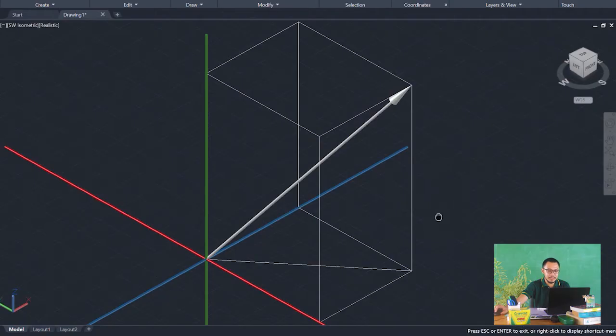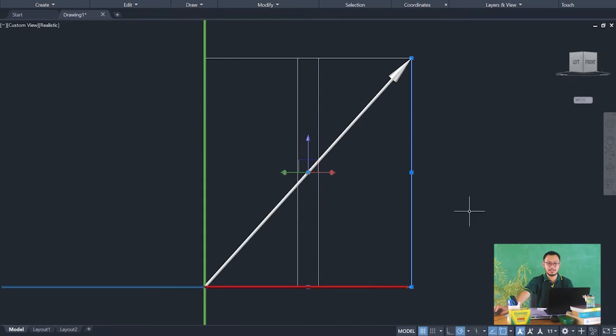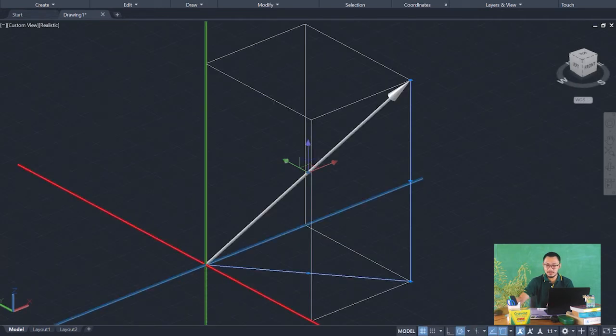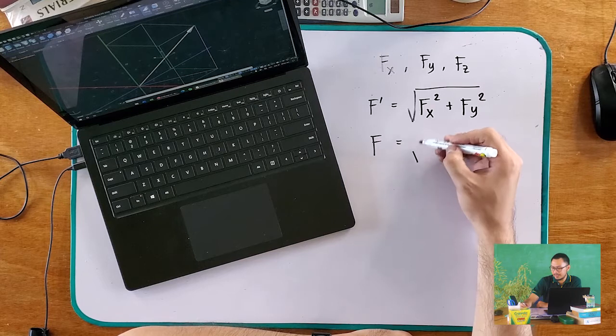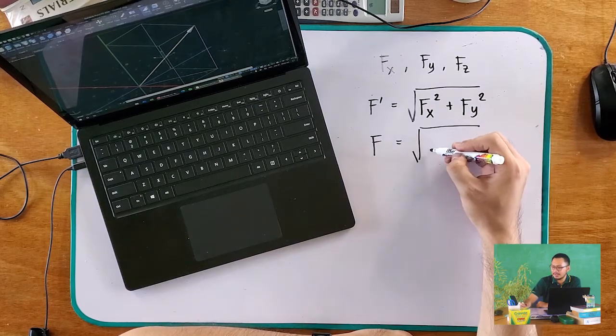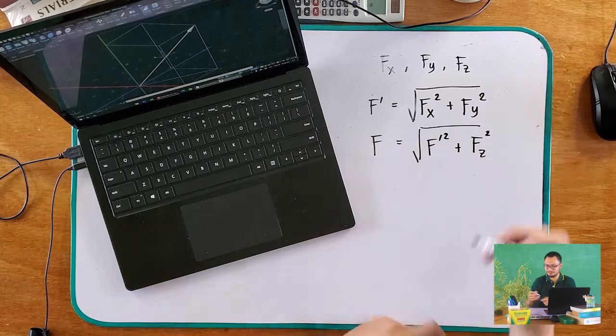Now, that you have been able to determine your f prime, which is this one, and you are given your z component, we will look at it in this other direction. So this is your z component and this is your f prime. So to get your f, all you have to do is use the Pythagorean theorem again on your f prime squared plus fz squared. Okay? So, that is how to get our force F in this case.